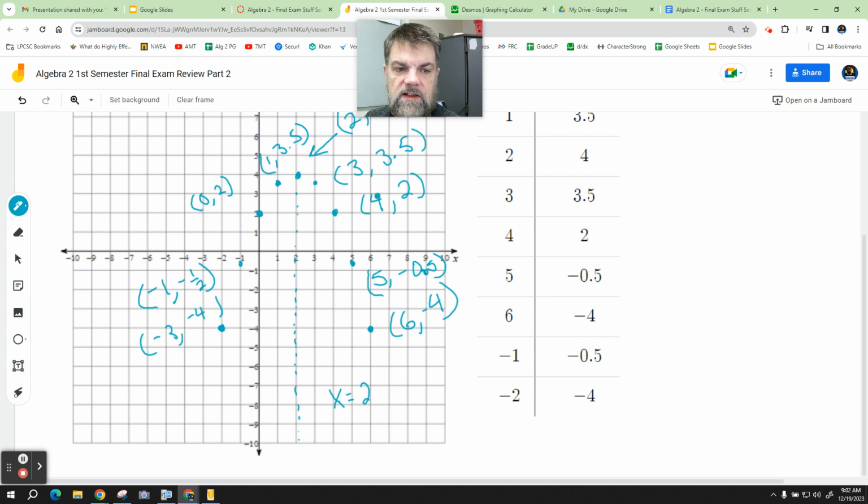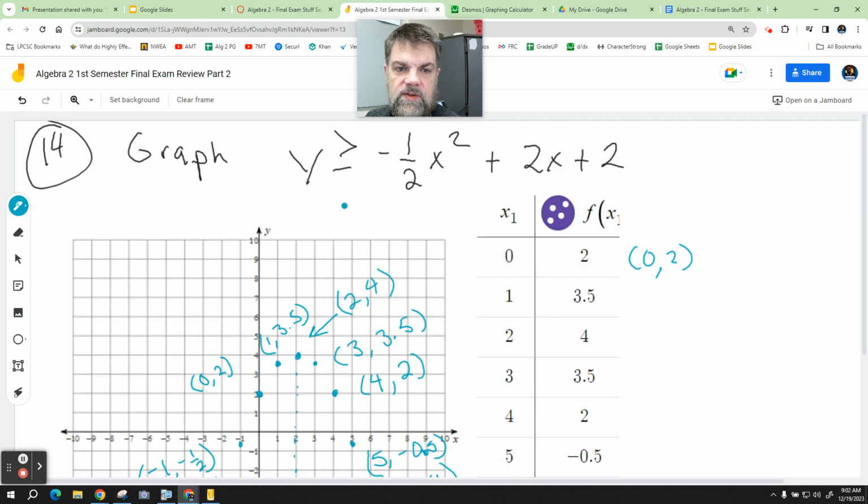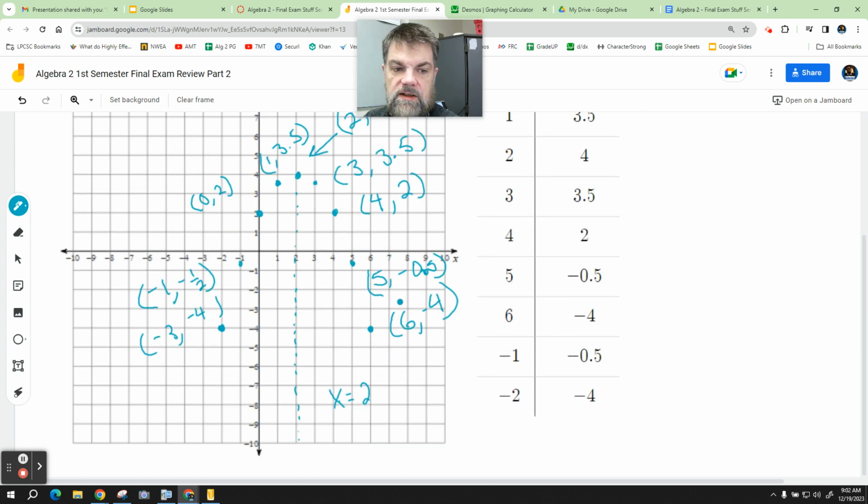And so I'm going to draw a curve through that, but it says greater than or equal to. Now because it has the equal to, I can do a solid line, right? I can do a solid line. So I'm going to do my best. I like to do the little curve first and then just kind of connect the points.